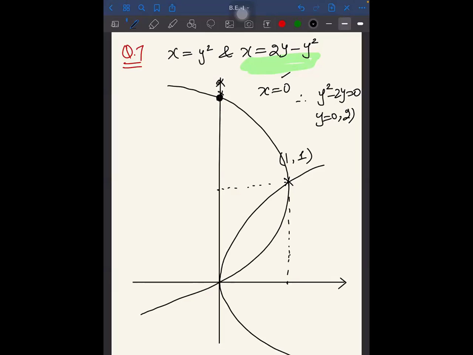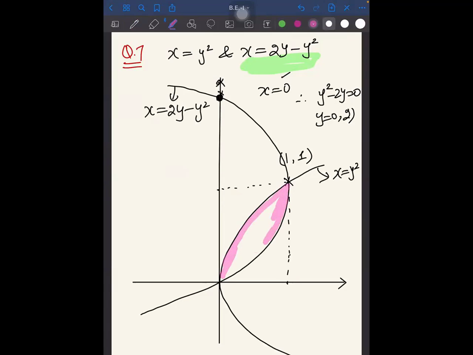Tell me. So this is your x is equal to y square, and this is x is equal to 2y minus y square. Are you with me on this? Yes, sir. Okay, now look, which area is left? This one is left. Okay?